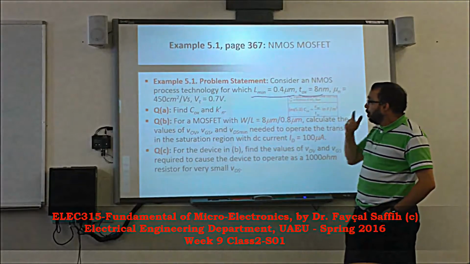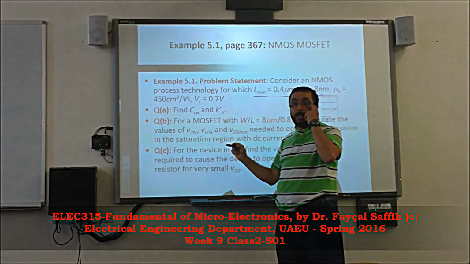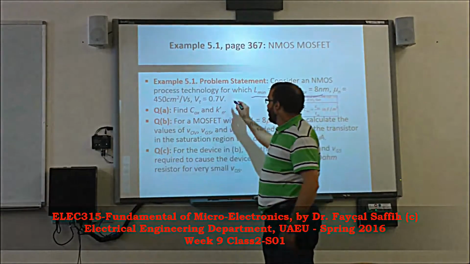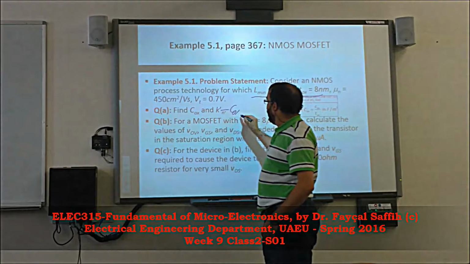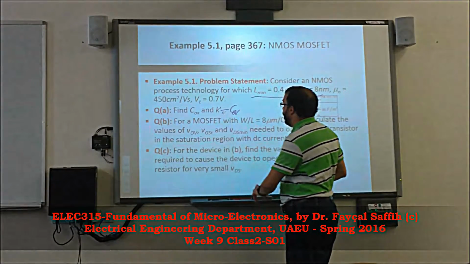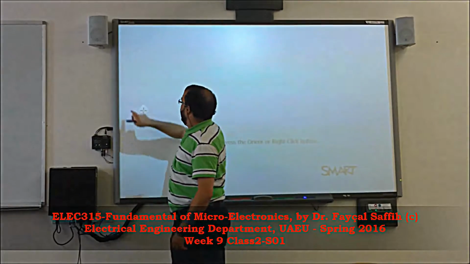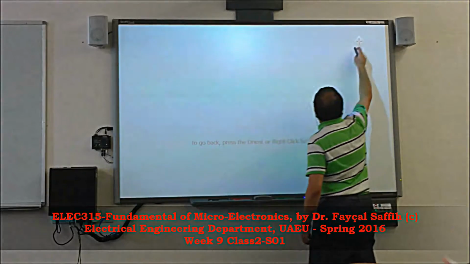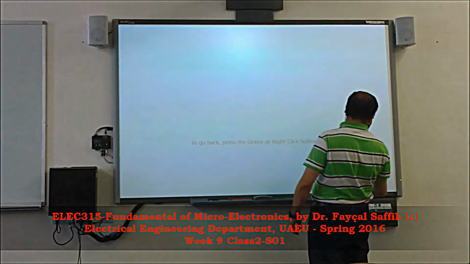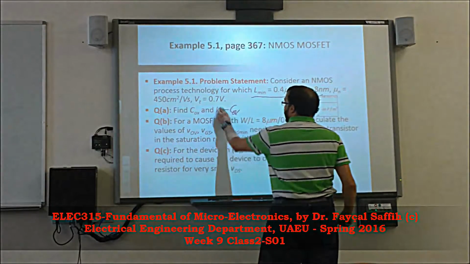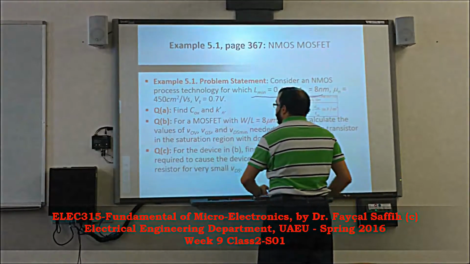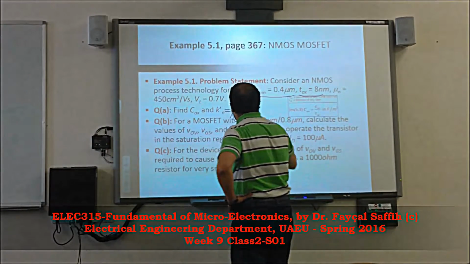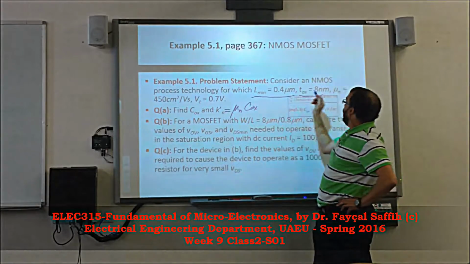Correct? Good. So Kn prime is equal to what? Let's try to remember that. It's like COX. Okay, COX. Let me calculate while you are thinking. Think about it while I'm calculating. So Kn prime is equal to what? Mu n. Okay. So Kn prime is equal to mu n COX. COX we just calculated, so multiply by mu n and bingo.